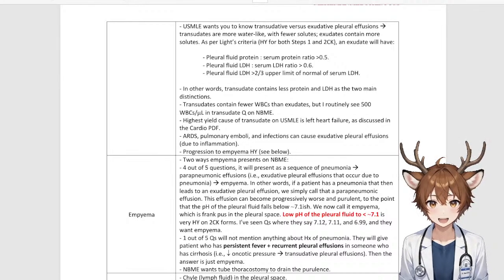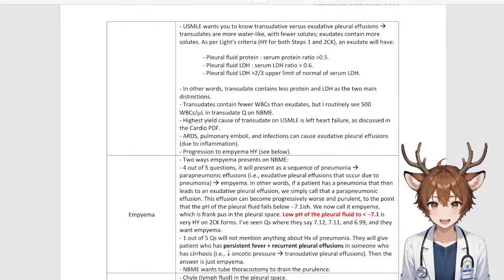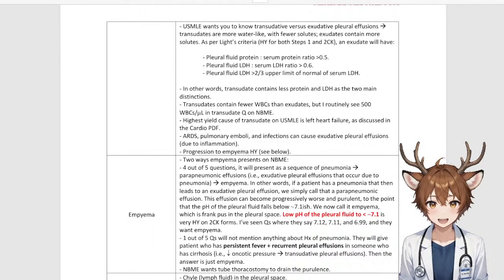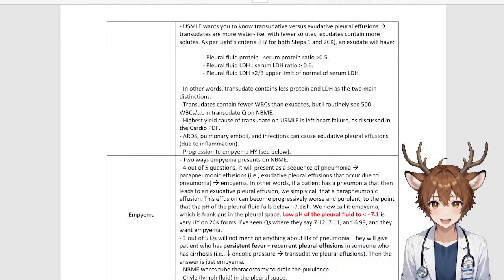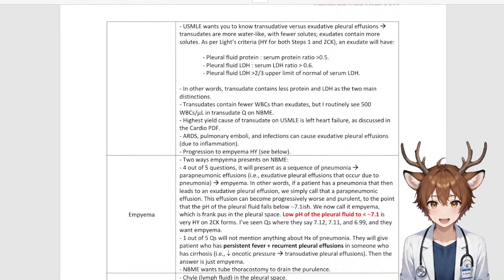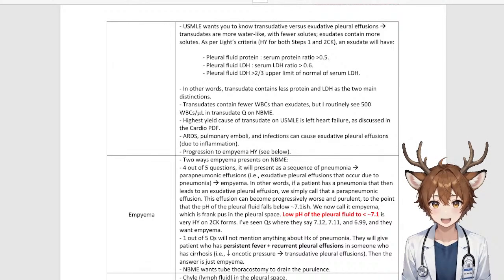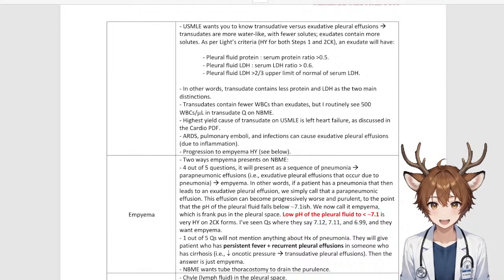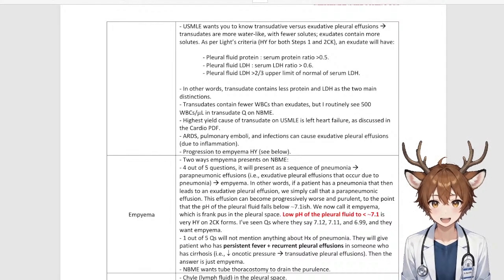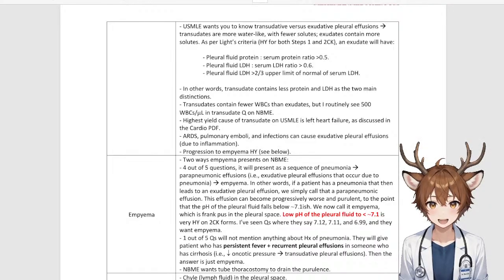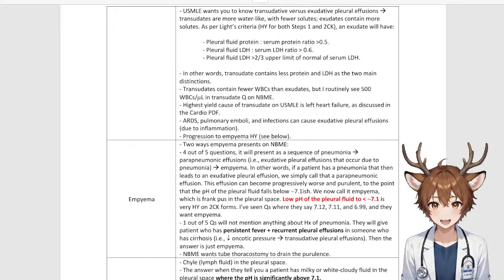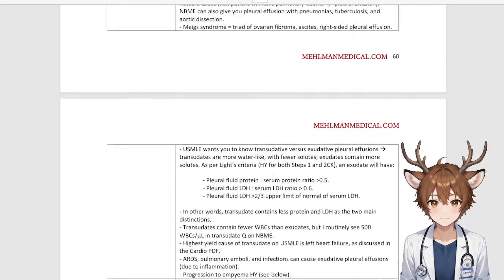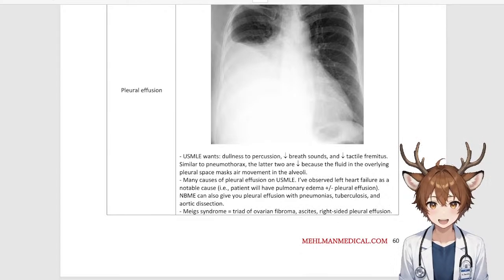Transudates contain fewer white blood cells than exudates, but I routinely see 500 white blood cells per microliter in the transudate question on MBME. Highest yield cause of transudate on USMLE is left heart failure, as discussed in the cardio PDF. ARDS, pulmonary emboli, and infections can cause exudative pleural effusions due to the inflammation. Progression to empyema, high yield, see below. And we're talking all here about pleural effusion.